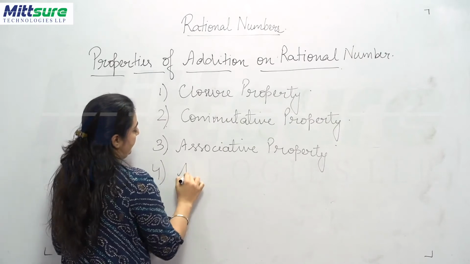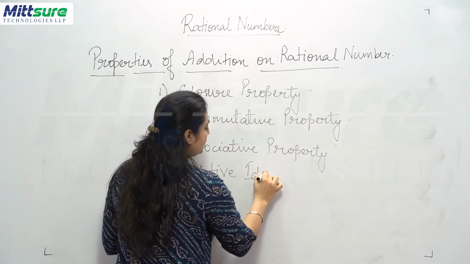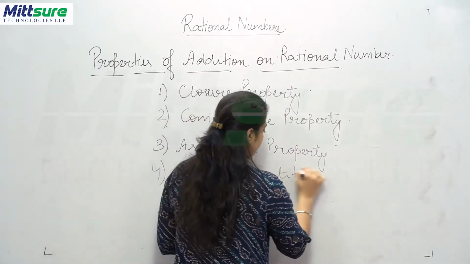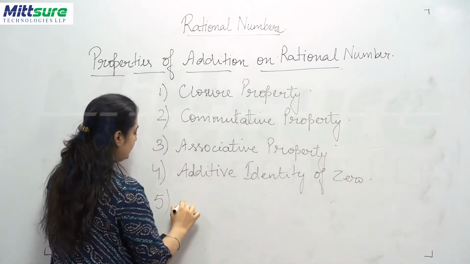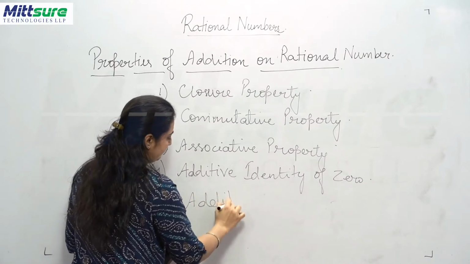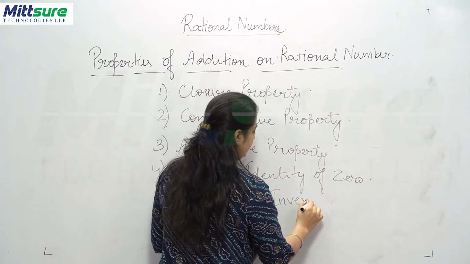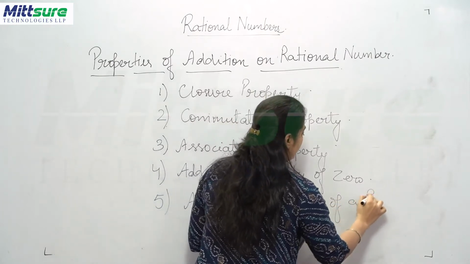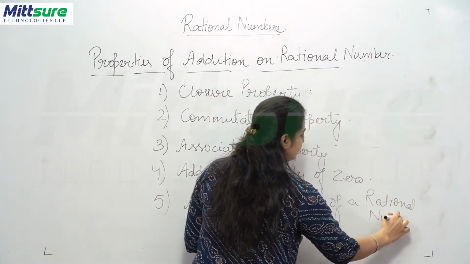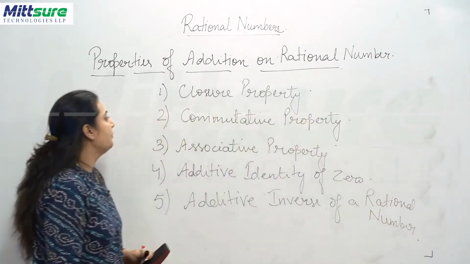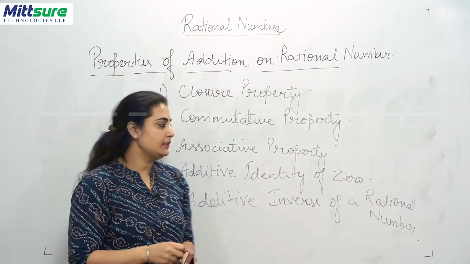Then additive identity of 0. And last, additive inverse of a rational number. So these were the topics which we have discussed in today's session. Let's come to the next topic now.